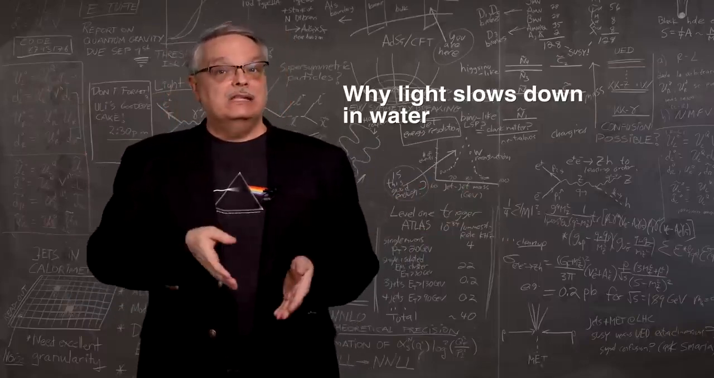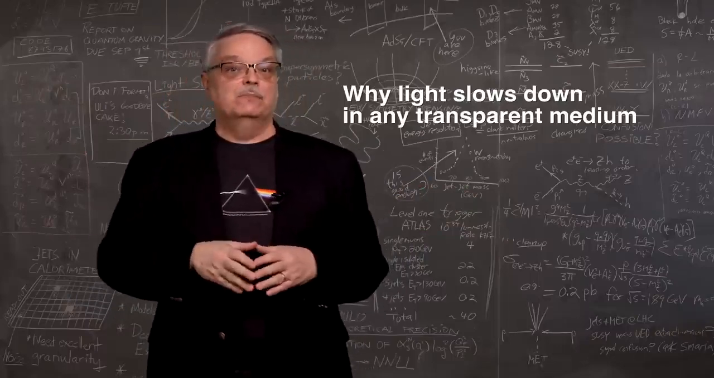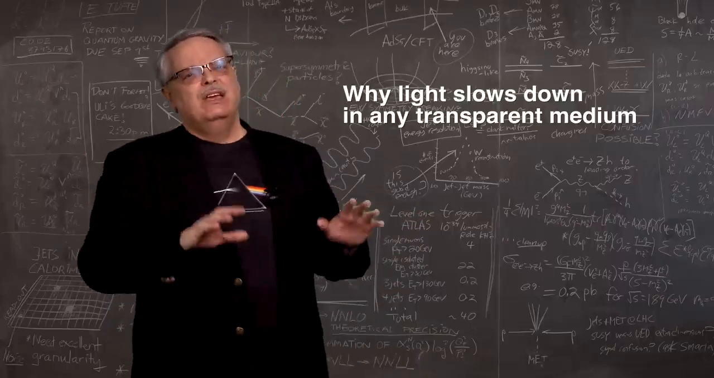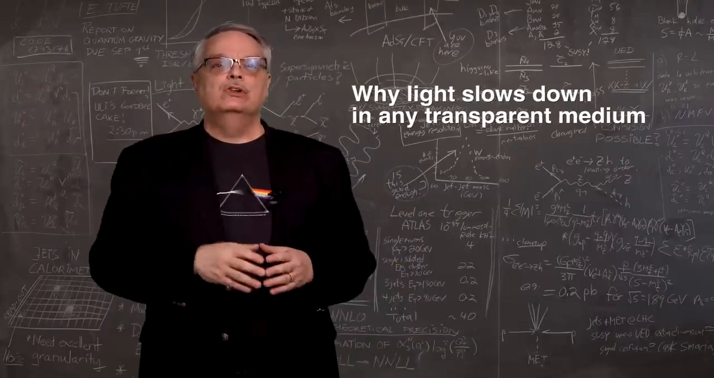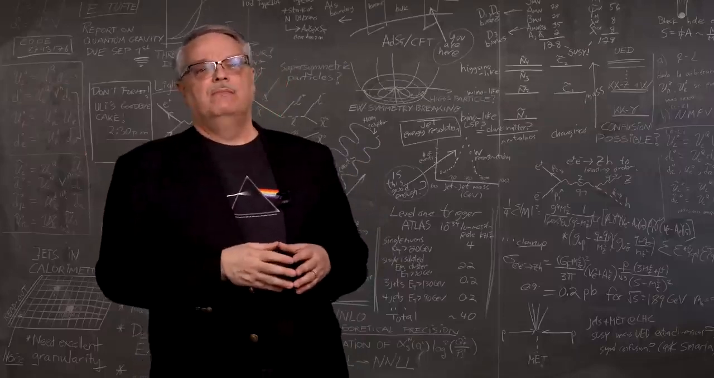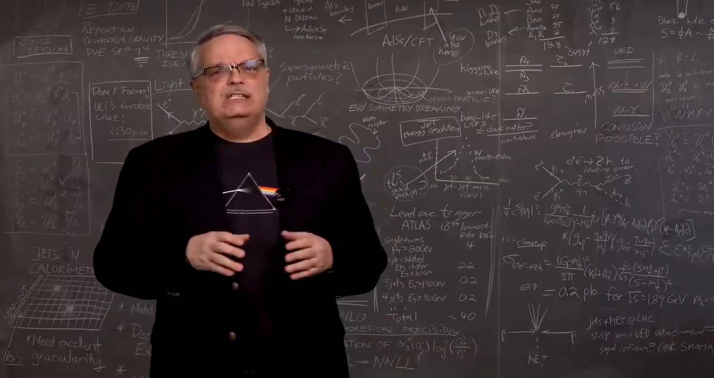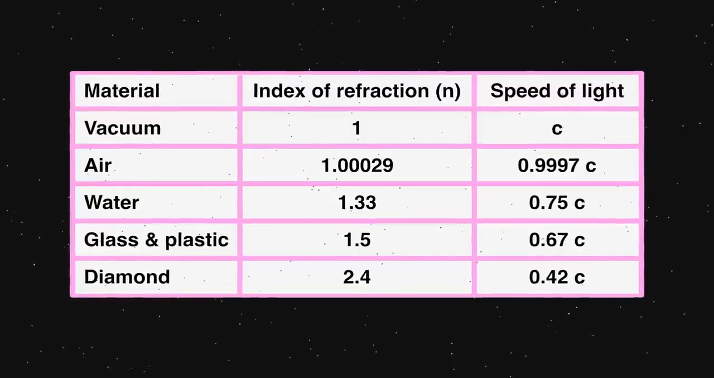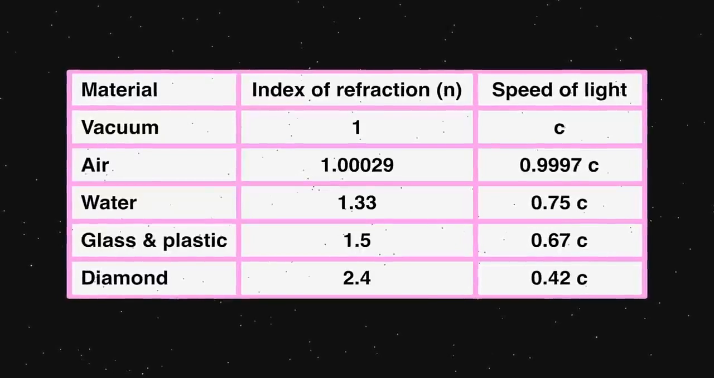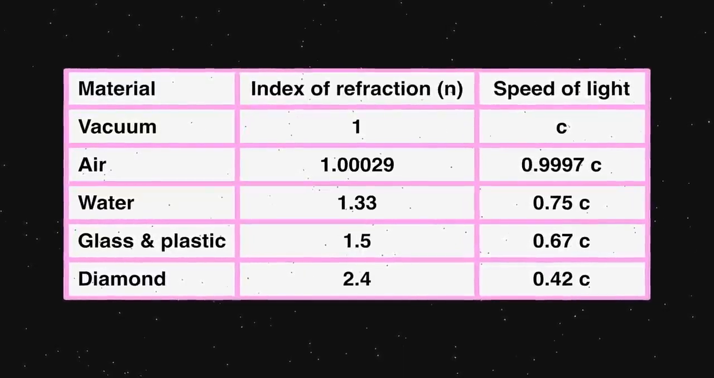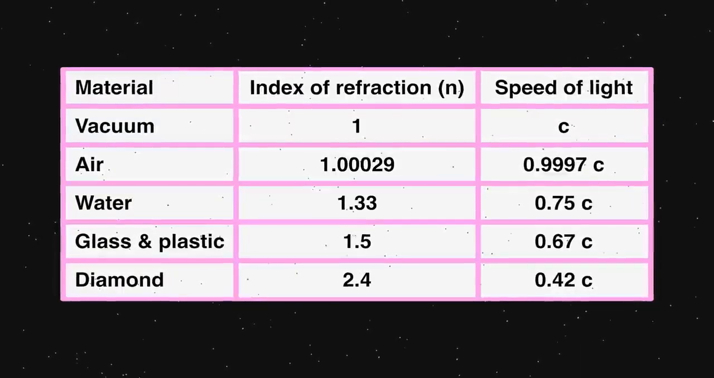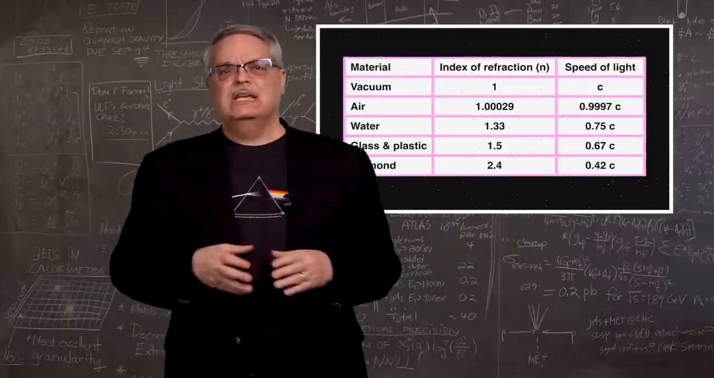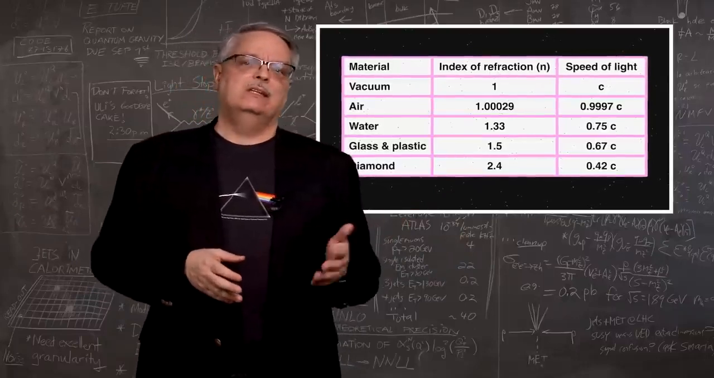I want to tell you why light slows down in any transparent medium, certainly water, but also glass, plastic, and even air. If you ever took a physics class, you learned about the index of refraction of a material. The index of refraction is just a fancy term for how much light slows down in that material. The index of refraction, always written as little n, is a number greater than 1. And the speed of light in a material is just the speed of light in a vacuum divided by the index of refraction.